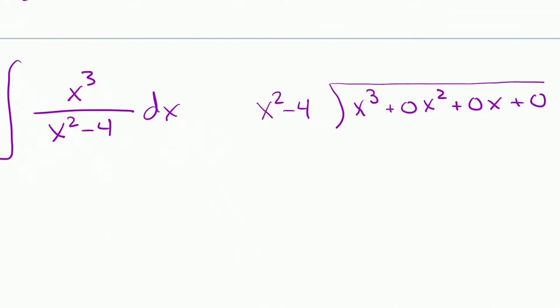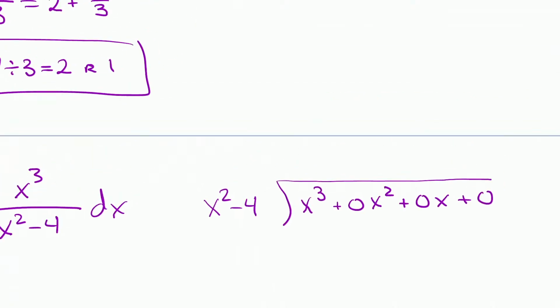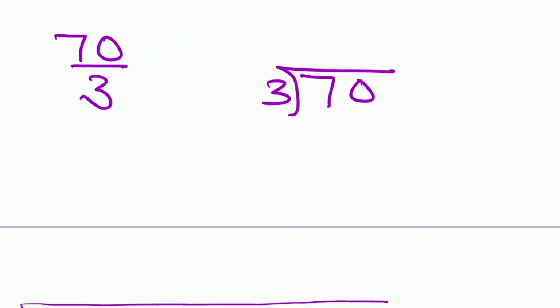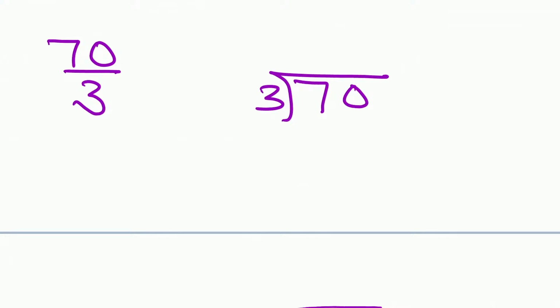Just as placeholders, this is akin to what you would have done if you had 70 divided by 3. The 0 is a placeholder. Well, here, let's just review. How do you do this? You ask yourself, how many times does 3 go into 7? So you do it term by term, or place by place. 3 goes into 7 two times, and then you say 2 times 3 is 6, and subtract.